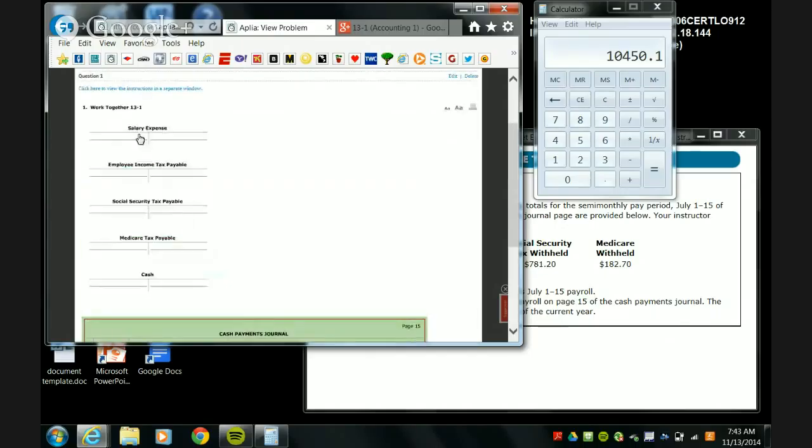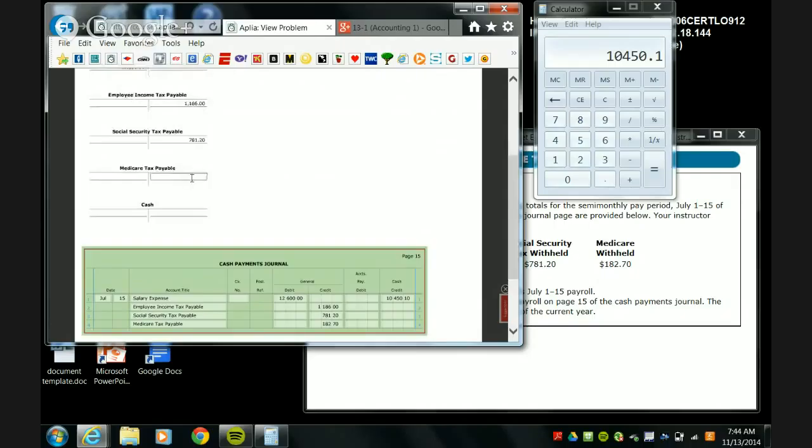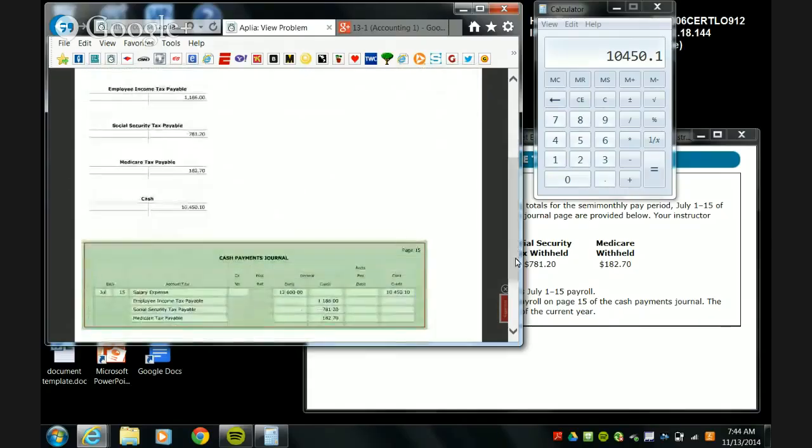So, back to our T accounts. We're just going to put them in based on where they go here. So 1168, $781.20, I think it was, 182.70, and $10,450.10. Again, make sure that you do your cash credit last on this.